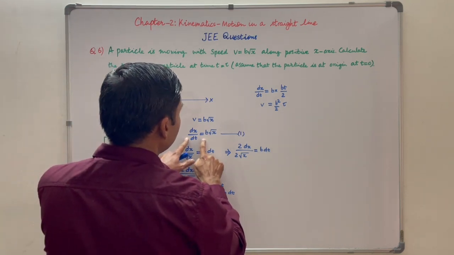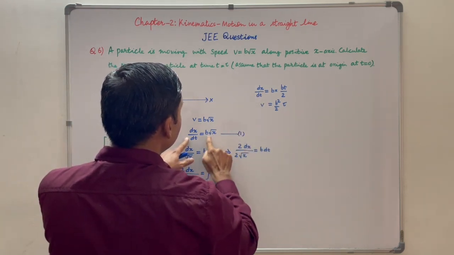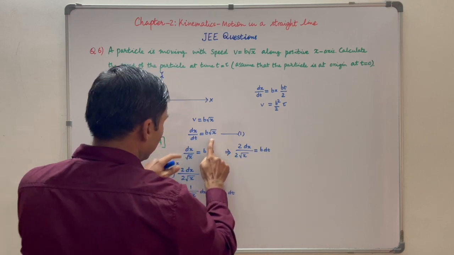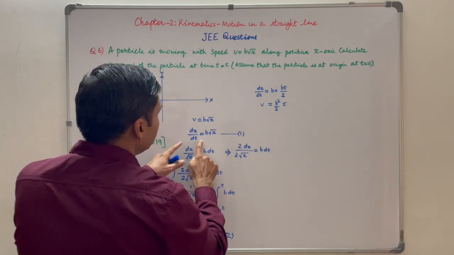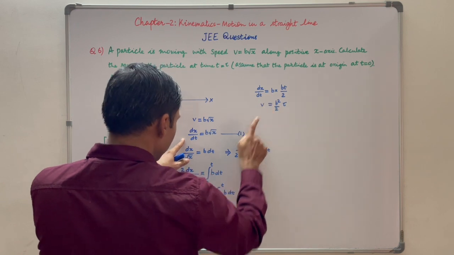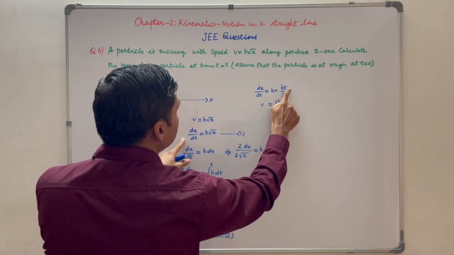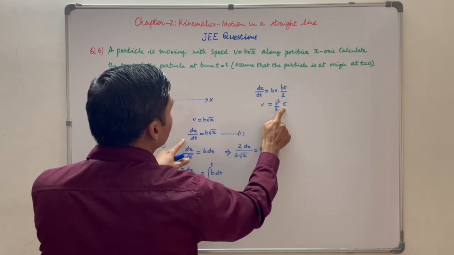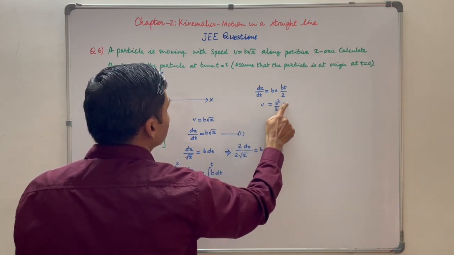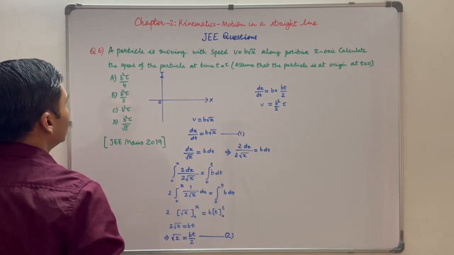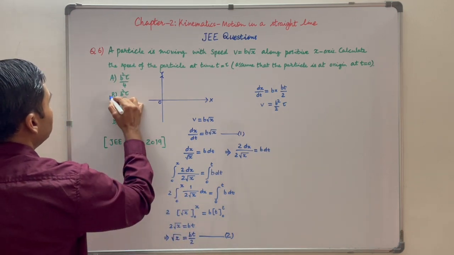Now from equation 1, dx by dt is equal to b under root x. Put the value of under root x from here. So dx by dt will be equal to b into bt by 2. That will be b square by 2, t is equal to tau. So v will be equal to b square tau upon 2. So the correct option will be option B.